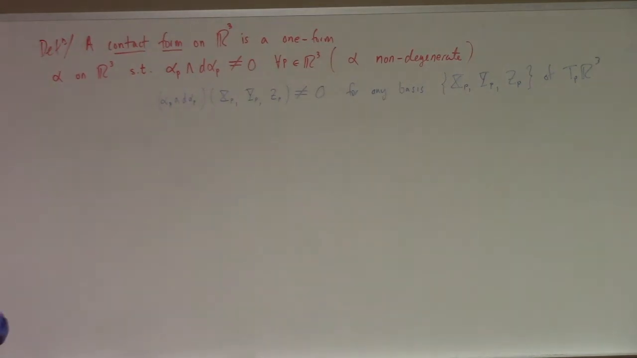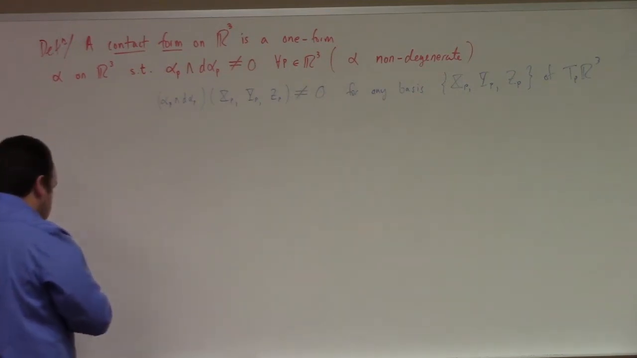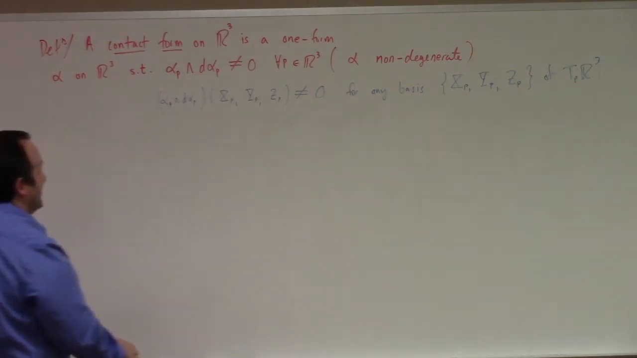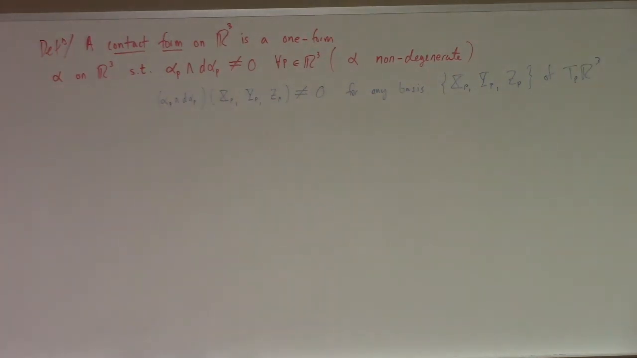Good. Honestly, sorting through the noise, you guys can already tell me what this means. It means that alpha wedge d alpha is nothing more than a non-zero function times dx wedge dy wedge dz. It means that alpha wedge d alpha is a volume form on R3. But what does that have to do with the things I talked about at the start of class that I can't explain to you yet?